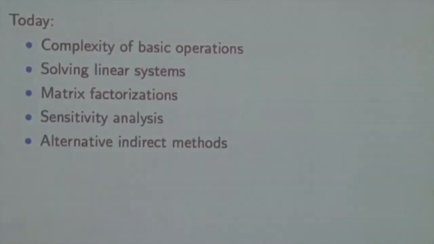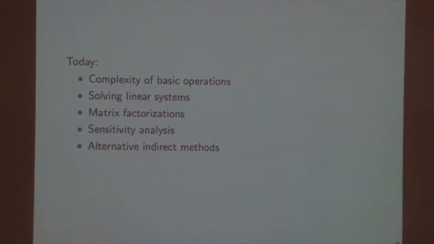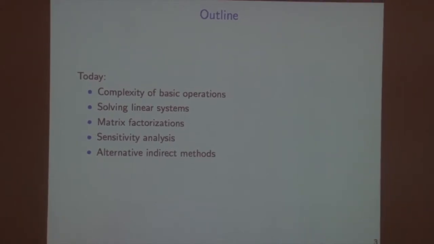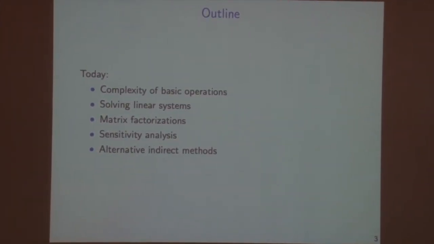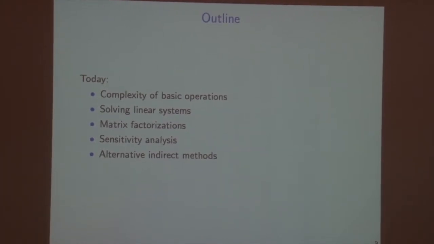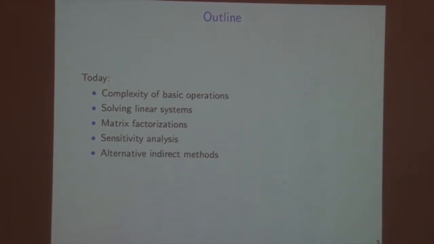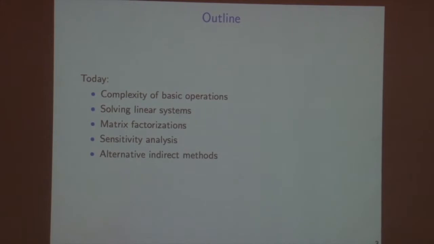So here's what we're going to go through. Some of this may be review for people. I think a lot of people may have had this in other courses, so this might be new to some other people. So we'll talk about the complexity of some basic operations. How expensive is it to solve linear systems? And then what do we get from things like matrix factorizations and so forth when we talk about the computational cost of solving linear systems?